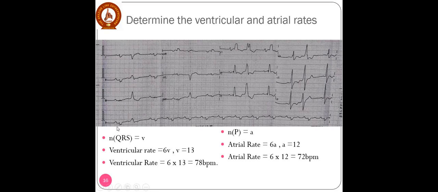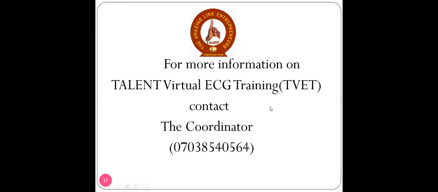What of the atrial rates? Count the A, number of P waves. 1, 2, 3, 4, 5, 6, 7, 8, 9, 10, 11, 12. So it will be 6A, which is 6 times 12, 72 beats per minute.